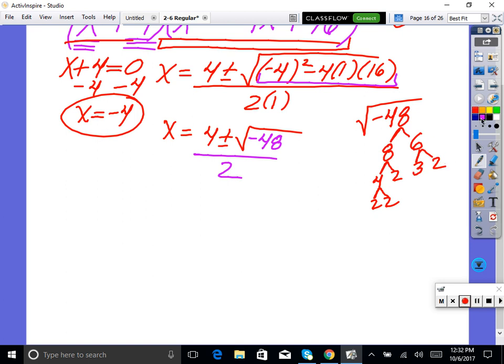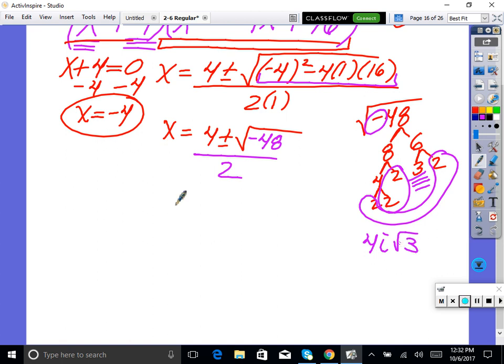Aren't I pulling out groups of 2, everybody? 2 and a 2 we can pull out. That's got to stay, and we're pulling out an i. So 4i√3, so rewrite it again. We have x is equal to 4 plus and minus 4i√3 all over 2. Do those simplify?